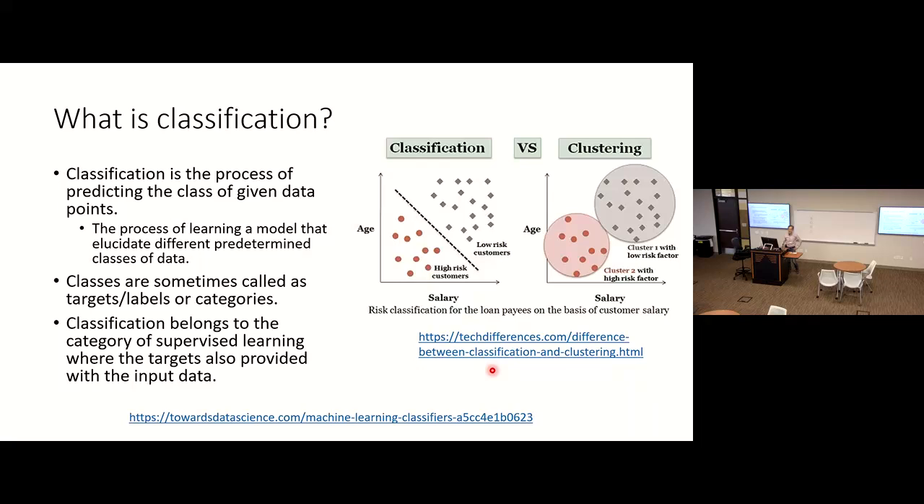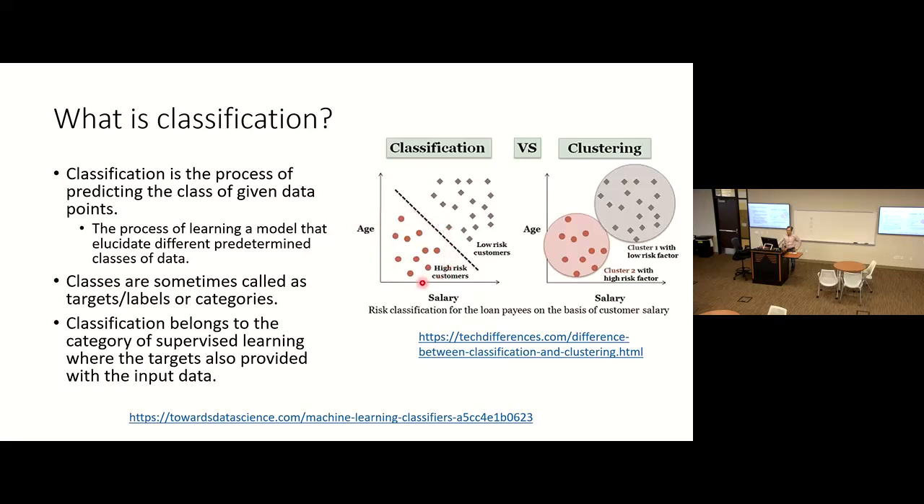So what is classification? This is a large group of methods that help you conduct this process to predict the class of a given data point. As I said, it's very different from clustering. With clustering, you don't have to train a model. You can let the algorithm cluster data points for you. Whereas with classification, you need to prepare the training data first.